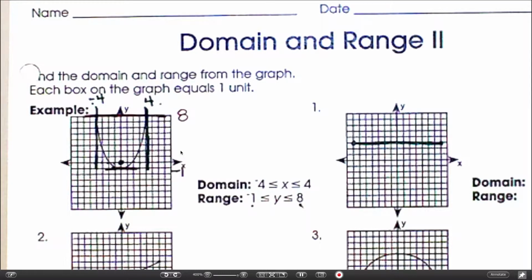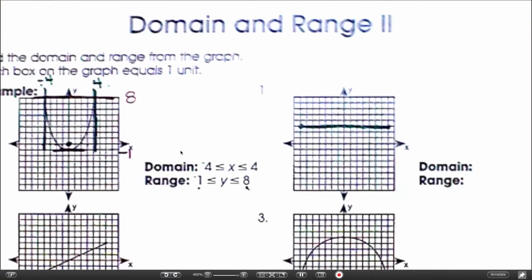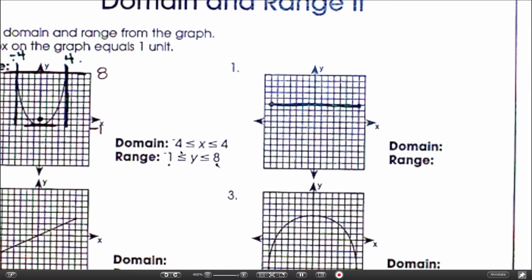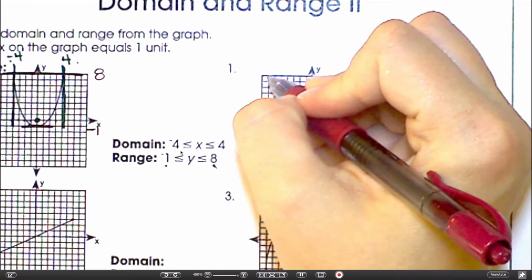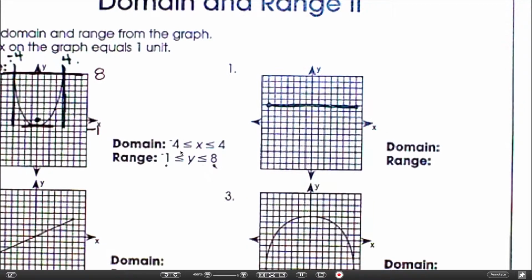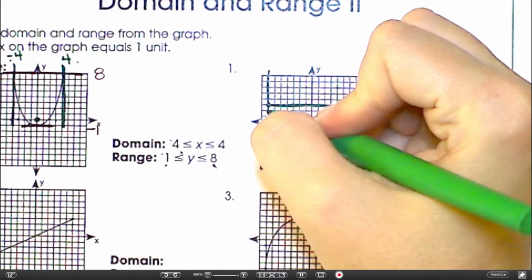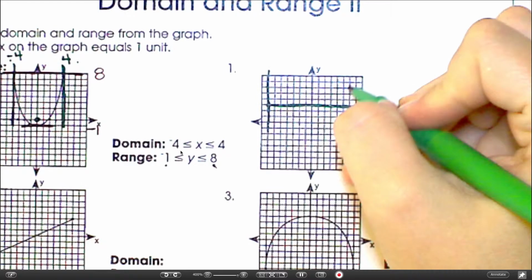Okay? Pick one more of these that looks really hard. Number 1. Okay. So first of all, make sure you have the graph actually drawn in. Okay? Let's go left to right. So as far left as I can go would be this. As far right to go would be this.